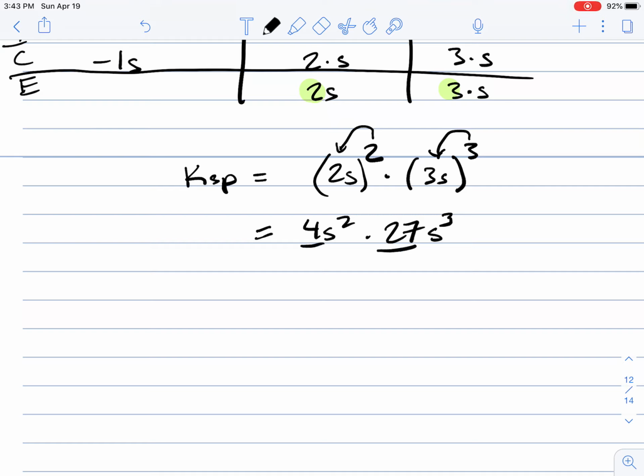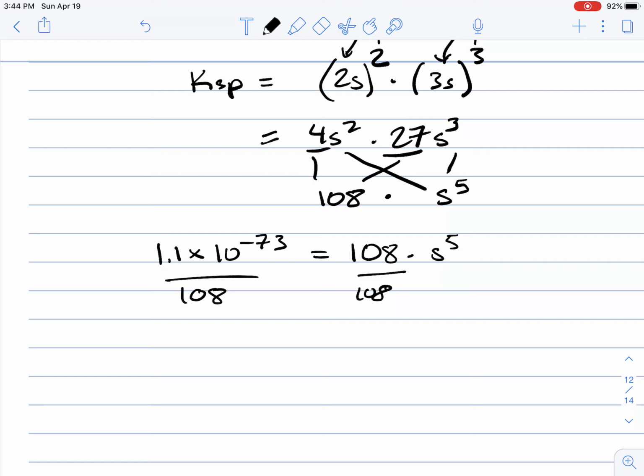And so you guys can go ahead and combine these values. So 4 times 27 is 108. And s squared and s to the third is s to the 5. We're just adding those powers. And so if the KSP is 1.1 times 10 to the negative 73, that's going to equal 108 times s to the 5th. So we're going to go ahead and divide by 108 on both sides. And then I'm going to 5th root my answer.